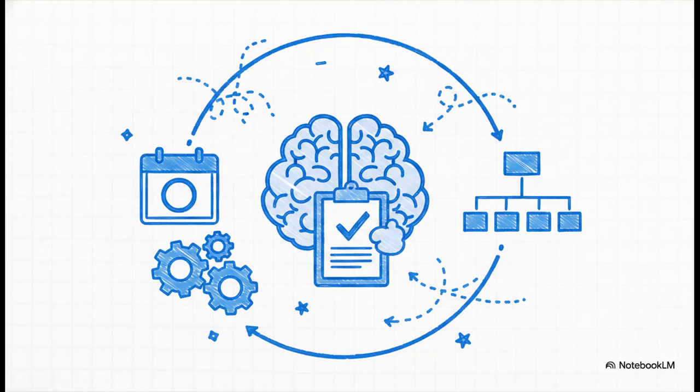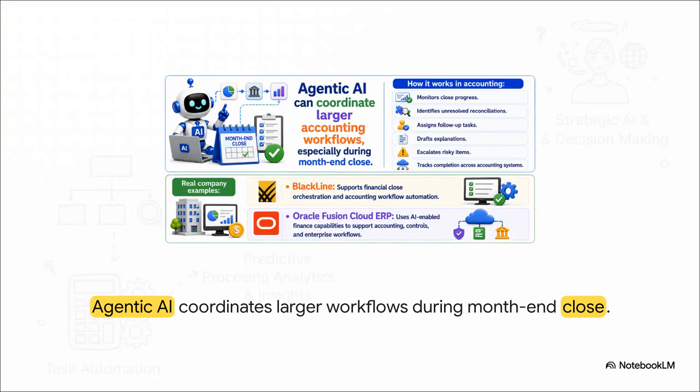Think of agentic AI as your highly capable digital project manager. It coordinates larger accounting workflows and can oversee incredibly complex operations across your entire department, especially during the high-pressure environment of a month-end close. Heavy hitters like Oracle Fusion Cloud ERP and BlackLine use agentic AI to monitor close progress, identify unresolved reconciliations, assign follow-up tasks to human staff, and track completion across various systems. Oracle actually uses AI-enabled finance capabilities to manage enterprise-wide controls, escalating only the riskiest items to you. It is essentially managing the entire enterprise workflow process on your behalf.